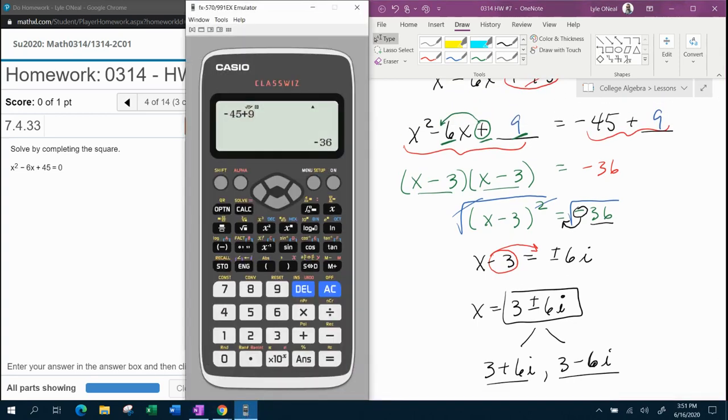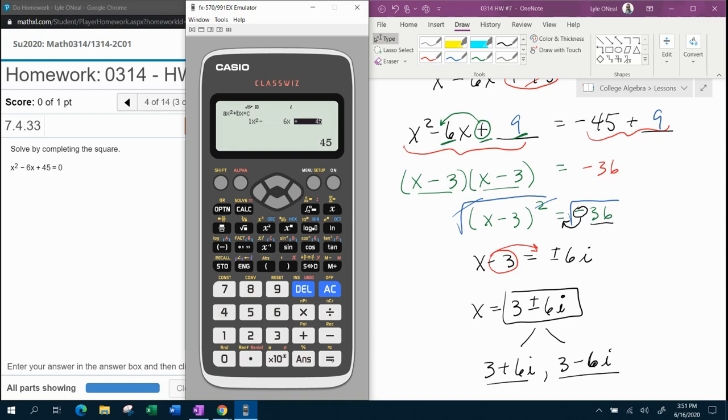Now, let's see if the Casio Class Whiz will check that for us, okay? So we're going to go to Menu, scroll down to the Equation Function option, and select number 2 because we have a polynomial of degree 2. And then we're going to put the coefficients in. So the coefficient of x squared, which is a, is 1. The coefficient of x, which is b, this time is -6. And the constant is 45.